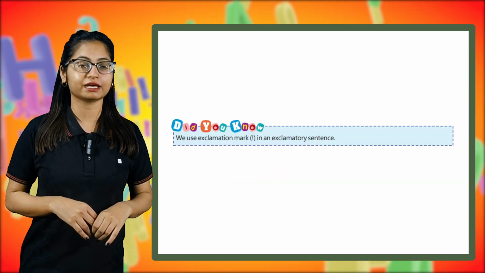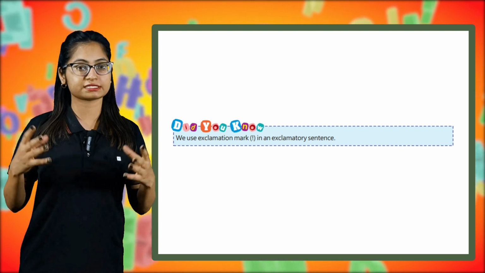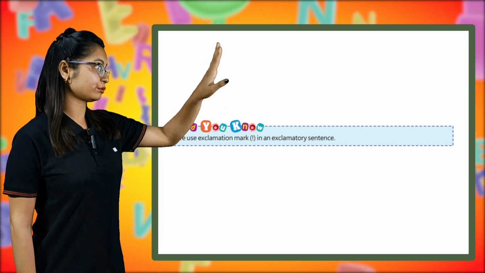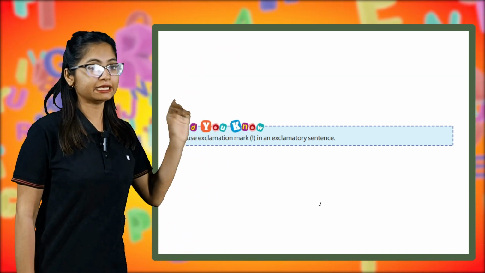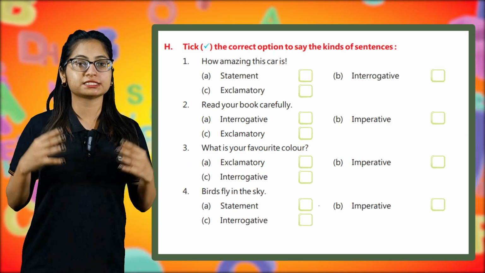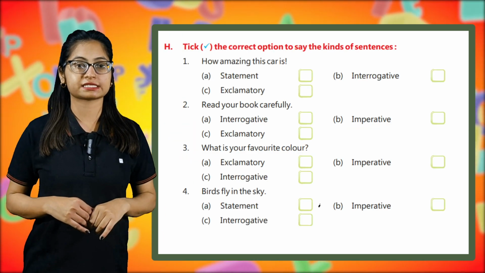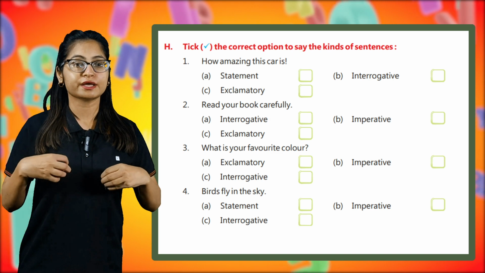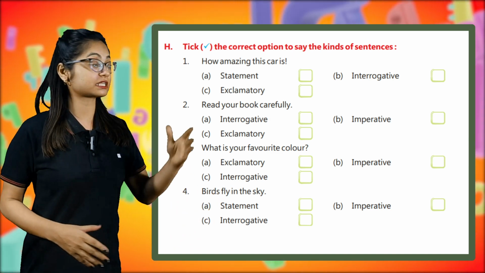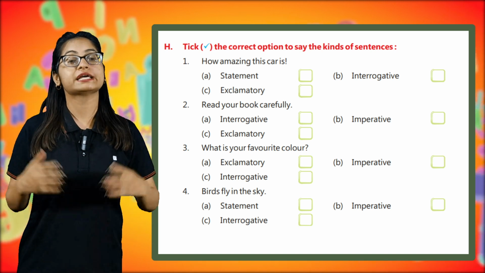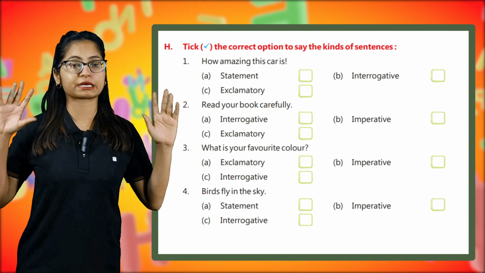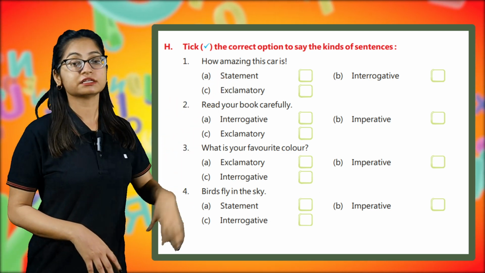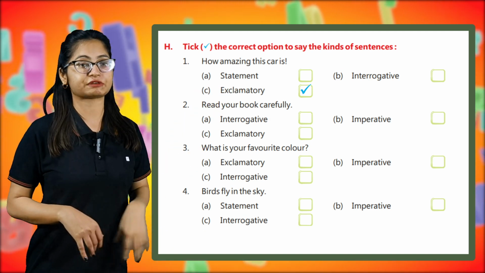Students, did you know? The little exclamation mark is used for an exclamatory sentence. Use exclamatory mark for an exclamatory sentence, and you know exclamatory mark looks like this, a line and then a dot. Let's move to part H. Take the correct option to say the kinds of sentences. How amazing this car is. So we are expressing ourselves, so that is exclamatory, and also you can see the mark, so it's very obvious that that is an exclamatory sentence. So you will tick at exclamatory.